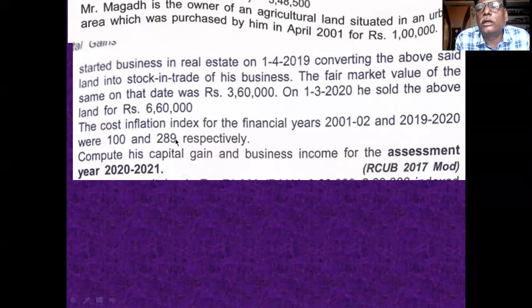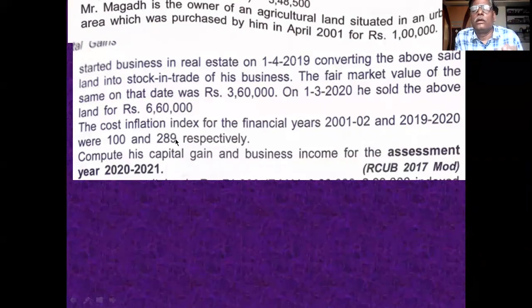Out of that, you deduct the cost. 1 lakh is the cost, but that cost is of 2001, so it is acquired more than 24 months ago. It is long term. If it is long term, you have to apply the index and calculate the capital gain. Capital gain is equal to fair market value on the date of transfer minus index cost of acquisition. That will give you long-term capital gain.